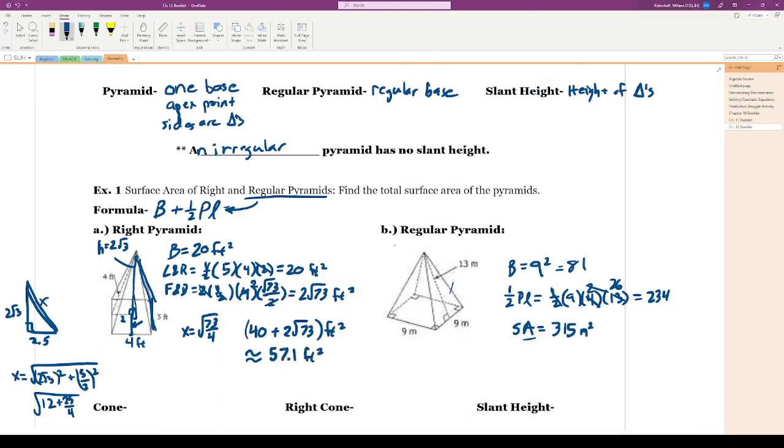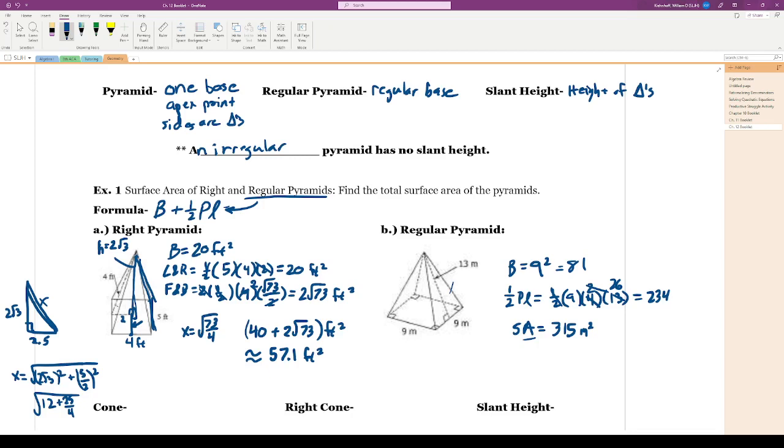Now, I don't know if that was the intent of the notes, was for us to do that without it being a regular pyramid. Typically, we deal with regular pyramids. You saw how much simpler it was to be able to use 1/2 times the perimeter times the slant height, that all the faces had the same slant height. The main difference here is we had 2 different slant heights.